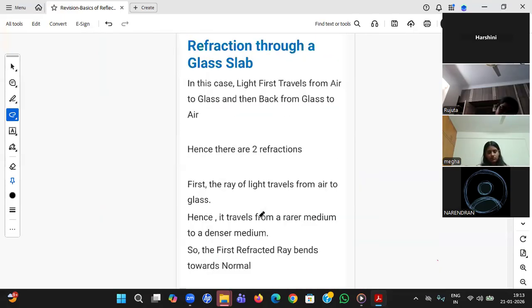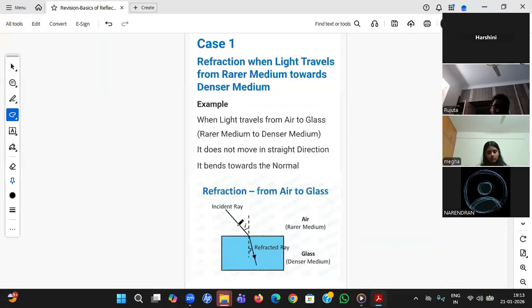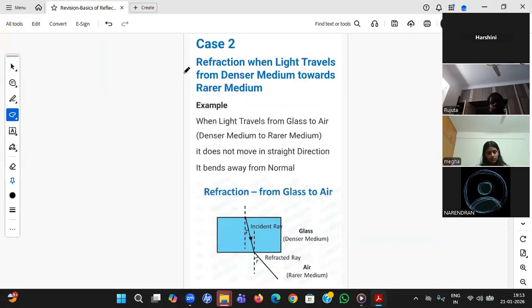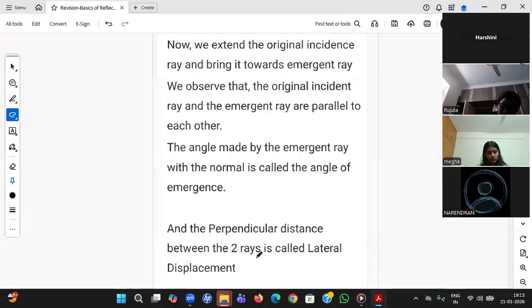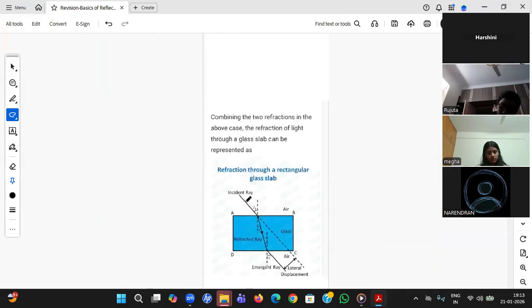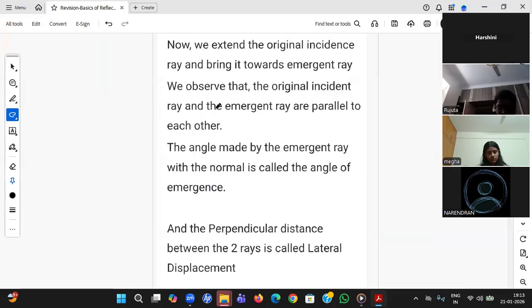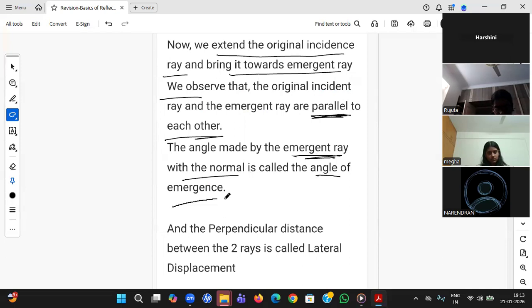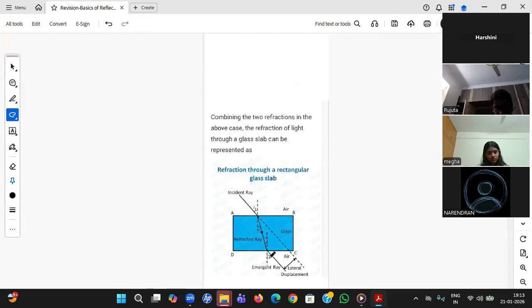Please explain it if it's asked for 2 marks. Case 1, air to glass medium. Light will bend like this. Case 2, glass to air medium. Light will bend like this. Finally, you should just say this particular statement, student. When we extend the original incident ray and the final emergent ray, they both will be parallel to each other. The angle made by the emergent ray with the normal is the angle of emergence. So this one is the angle of emergence. There is a lateral displacement.